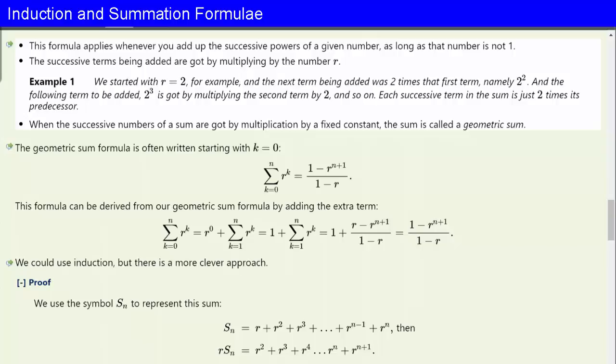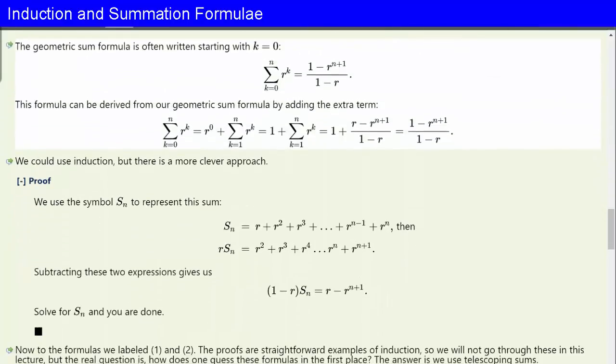Notice that the successive terms being added are each got by multiplying the preceding term by the number r. That is, you started with r equals 2, for example, and the next term being added was 2 times that, namely 2 squared. And the following term to be added is 2 cubed, which is got by multiplying 2 squared by 2, and so on. Each successive term in the sum is just 2 times its predecessor. When the successive numbers of a sum are got by multiplying by a fixed constant, r, the sum is called a geometric sum. The geometric sum formula is often written starting with k equals 0.